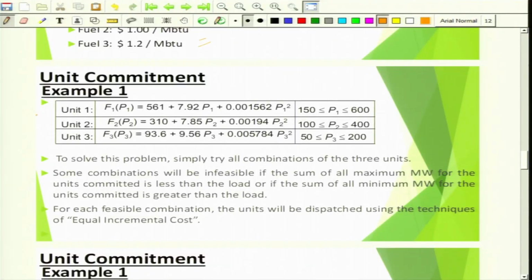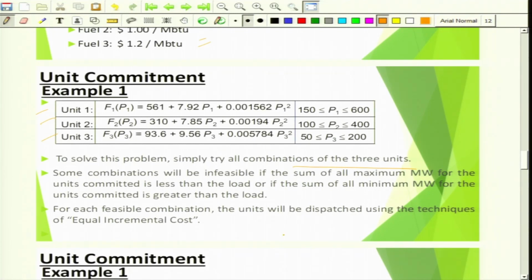Now you get the fuel cost of each unit. Now to solve this problem, simply try all combinations of the 3 units, right. Some combination will be infeasible if the sum of all maximum megawatt for the units committed is less than the load, or if the sum of all minimum megawatt for the units committed is greater than the load.